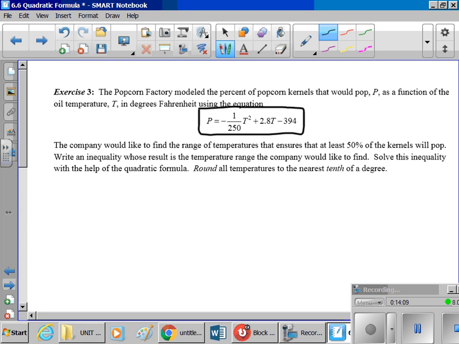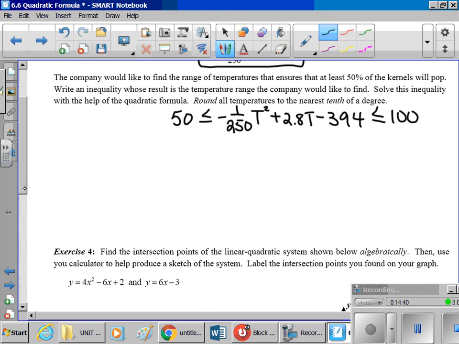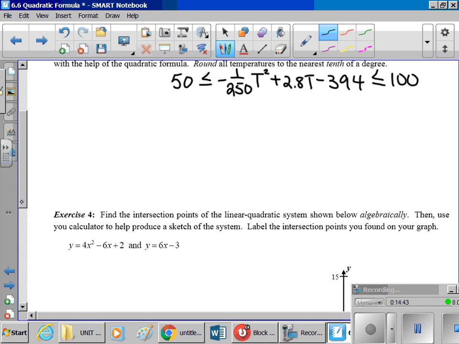All right, so basically what we're doing here is we want to know, it's saying at least 50%. So the actual formula is going to be 50 is less than or equal to negative 1 over 250 t squared plus 12.8t minus 394 is less than or equal to 100. So that's the actual one we're finding. But we're going to use the quadratic formula basically to find our two temperatures.